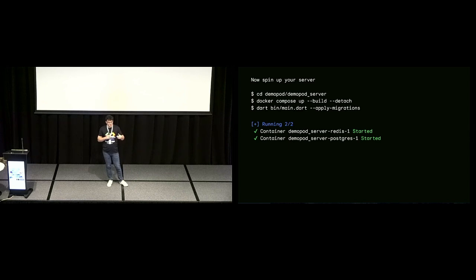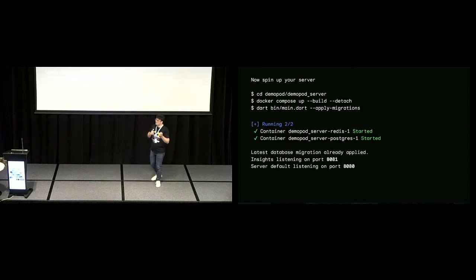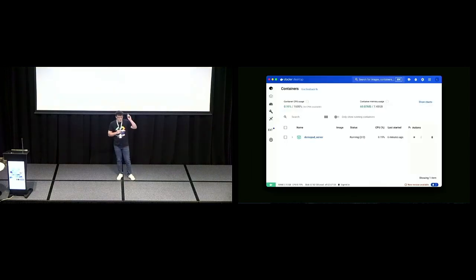And just to spin up the server, we cd inside of the demopod server. We compose, build our Docker container and image. Again, this is all sort of generated for you, so you don't have to do anything besides run these commands. And then we actually run the main.dart file, which is the entry point we just looked at there. So then if we look into Docker, we'll see our demopod server is running 2 out of 2. This is because we have the normal Serverpod project, because it's running a server and a database.